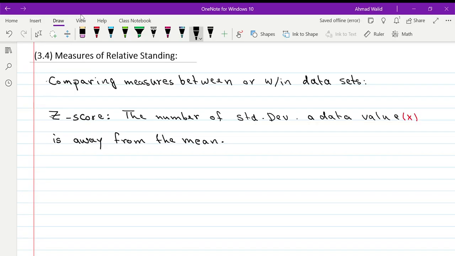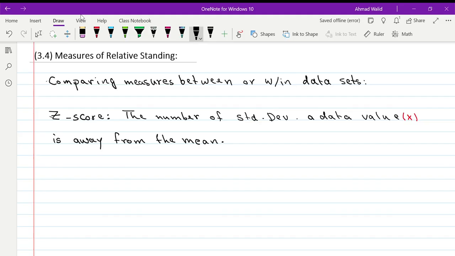If I ask you on the test day or inside the class, what is z-score, please do not be quiet and say, oh, you didn't give us the definition. Here you go. The number of standard deviations a data value X is away from the mean. We call it a z-score.